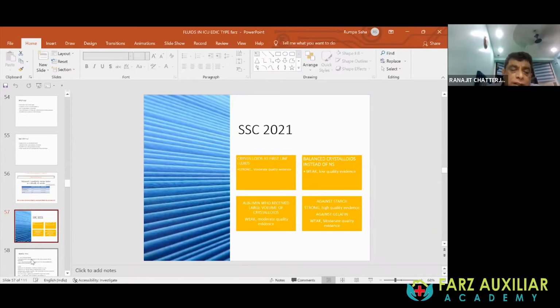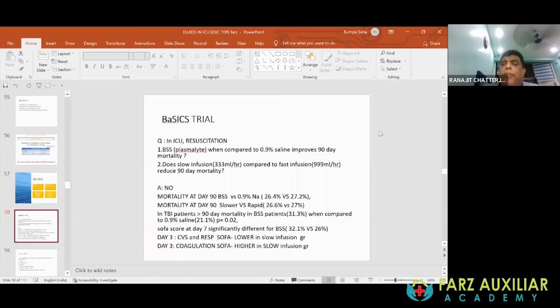What happened after that? After that, we got this trial from Brazil, known as the BASICS trial. In ICU resuscitation, they asked two questions. Whether balanced salt solution when compared to 0.9% saline improves 90-day mortality? The simple answer was no. And whether slow infusion, 333 ml per hour, compared to fast infusion, 999 ml per hour, reduces 90-day mortality?